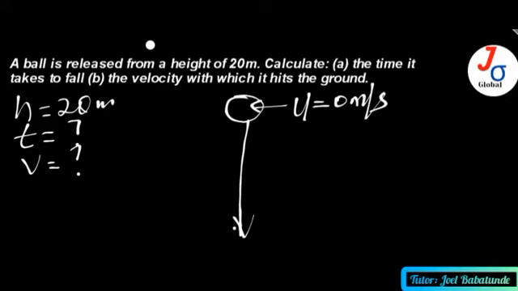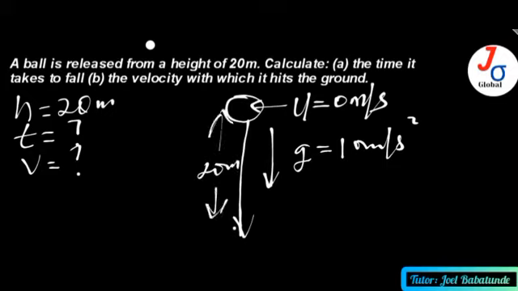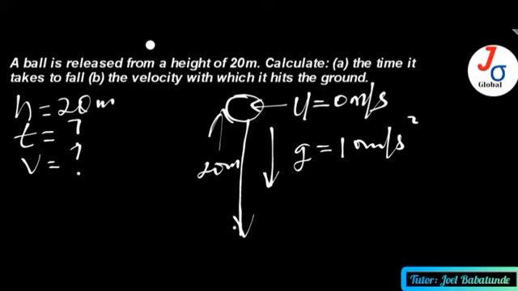Then as it comes down, of course it accelerates due to gravity, g. So it accelerates at 10 meters per second squared, and the height is 20 meters. From 0, it's going to attain a particular velocity after some time. V equals, we don't know what that is. Now we have to calculate the time.